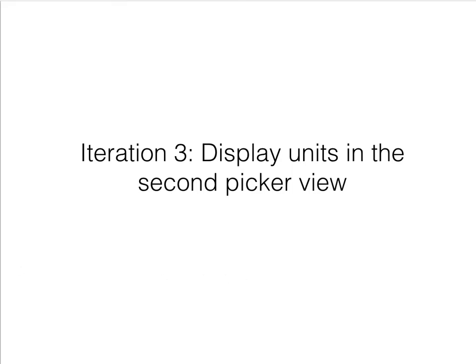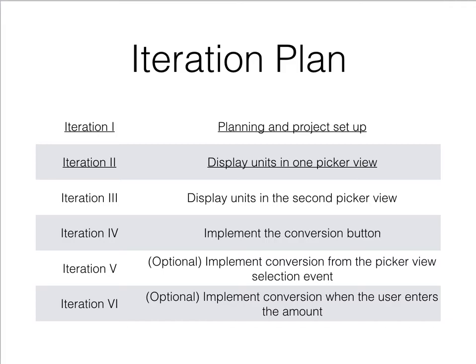Hello, now that we completed iteration number 2, let's move ahead and start iteration 3 and add a second picker view. Where we are in the project: we completed iteration 1, the blend and setup, and in iteration 2 we now have the unit list appearing in the picker view, and it appears sorted. Our next iteration is to do the second picker view.